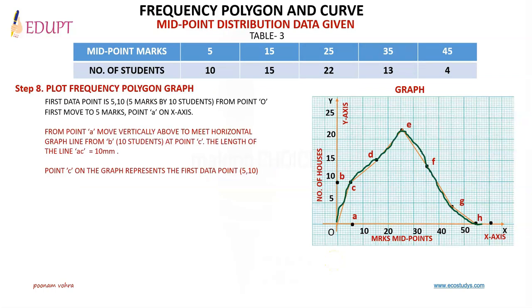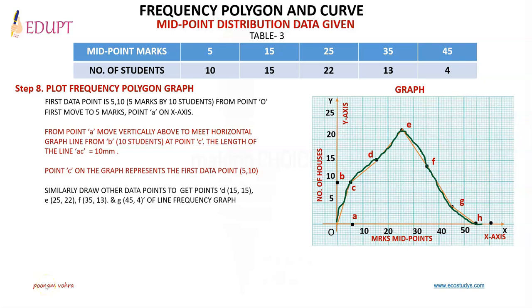Now we need to plot the frequency polygon and frequency curve. For that, first data point is midpoint marks 5, number of students 10, which is shown by A on x-axis, and a point on the graph paper is C till point B on y-axis. By coordinating these, one gets a point C on the graph paper, which represents midpoint marks as 5 and number of students as 10. Similarly, one can draw other data points to get various points like D, E, F, G, and H.